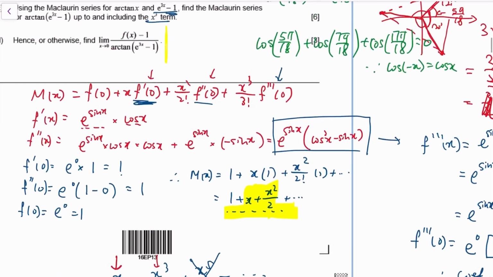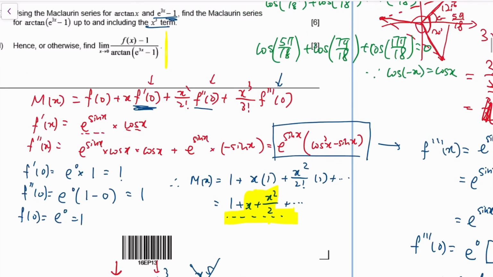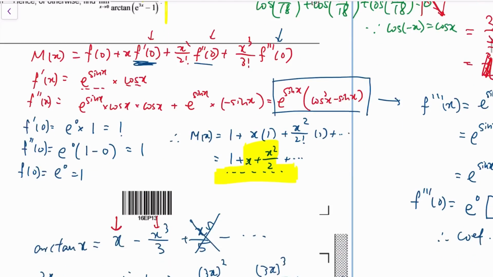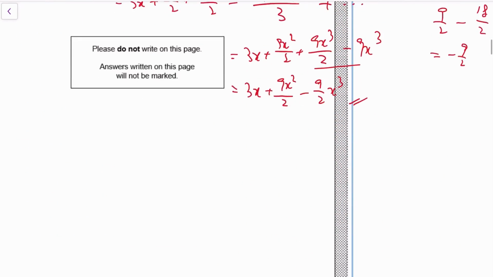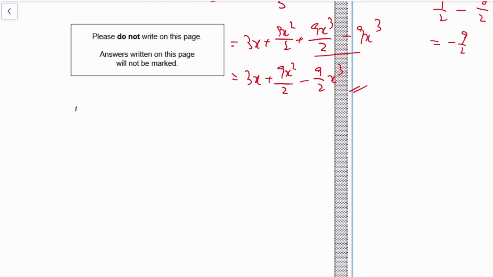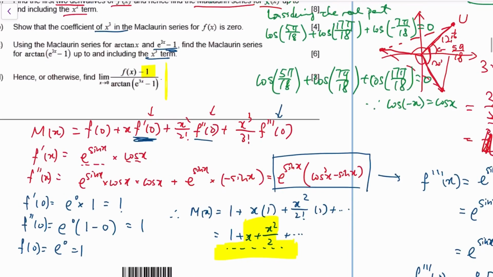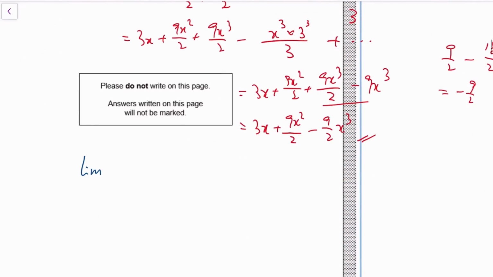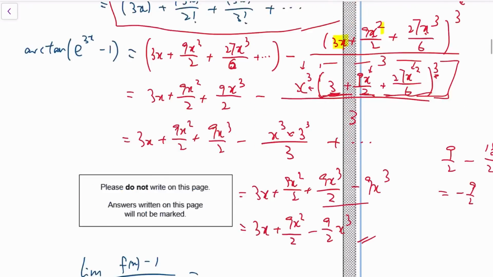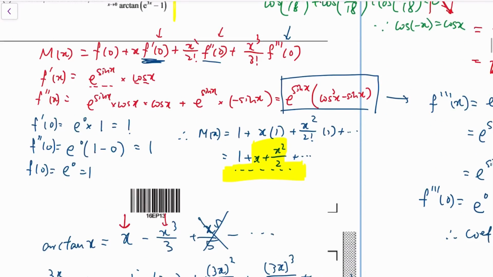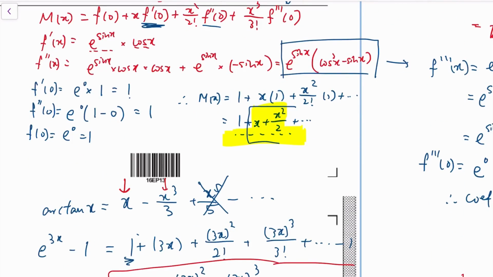Sorry, was that too low? Okay, say again: f(x) is this whole thing, but you need to minus 1. So it's just this. What's the limit as x goes to 0 of f(x) minus 1 over arctan of e^(3x) minus 1, I believe. Is that right? Yeah, f(x) minus 1 is just this.